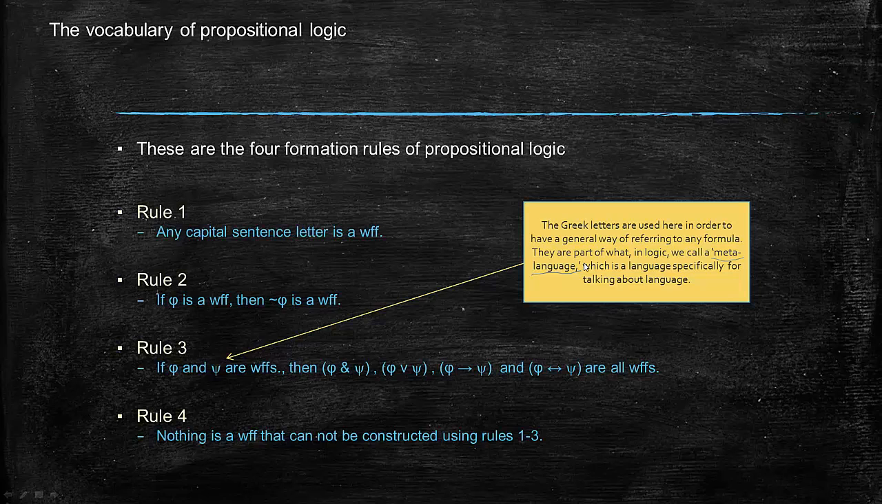All right, so Rule 4 says nothing is a wff that cannot be constructed using rules 1 through 3. So essentially that just says, okay, that's it. Rules 1 through 3 are the only ways we can construct wffs. If you can't do it that way, there's no other way. And that's actually one of the rules, though we rarely explicitly appeal to it. Well, we would explicitly appeal to it if we were trying to show that something is not a wff.